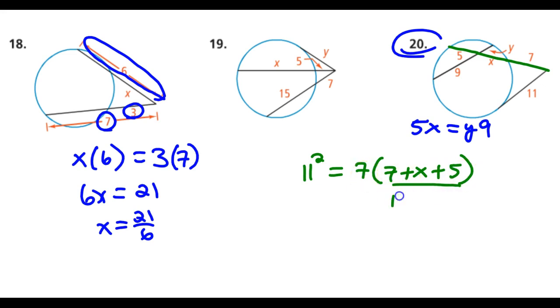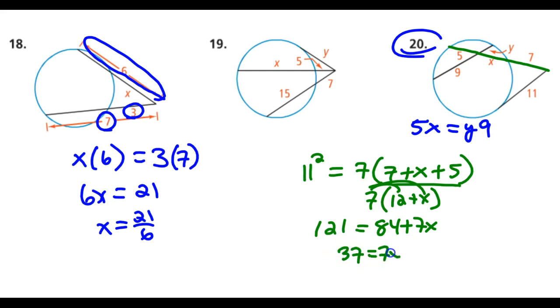Well, 7 plus 5 is 12. 7, distribute that 7, you're going to get 84 plus 7x equals 121. Subtract 84 from both sides, and you're going to get 37 equals 7x, where 37 over 7 is equal to x.